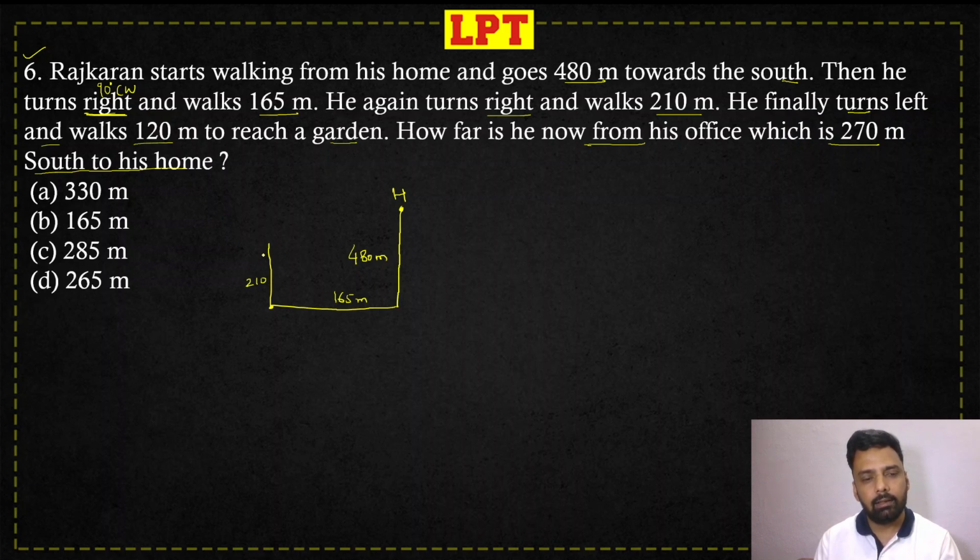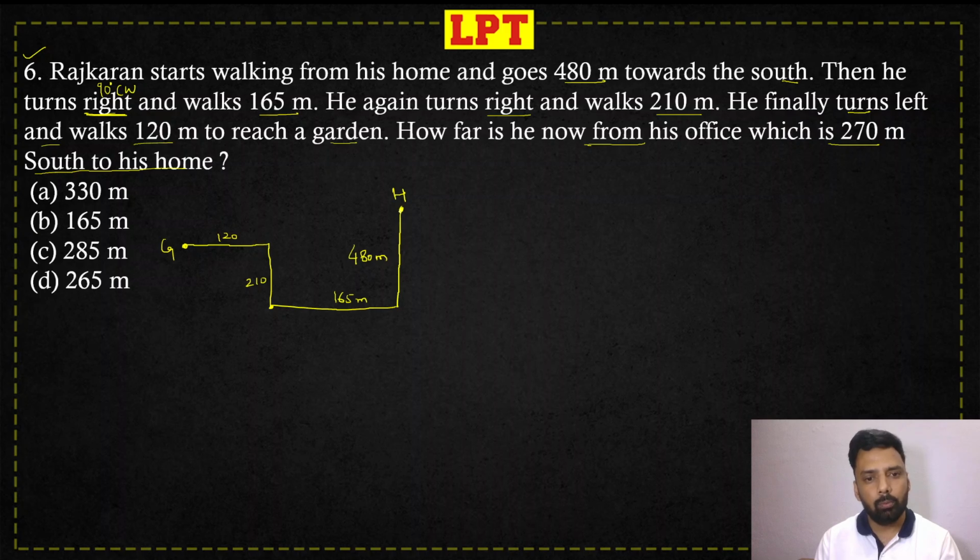Turning right, he is going 90-degree clockwise. Then he finally turns left. Left means 90-degree anti-clockwise, and he will reach a garden. 120 meters he will travel, and he will reach the garden. Right, how far is he from his office, which is 270 meters south of his home?